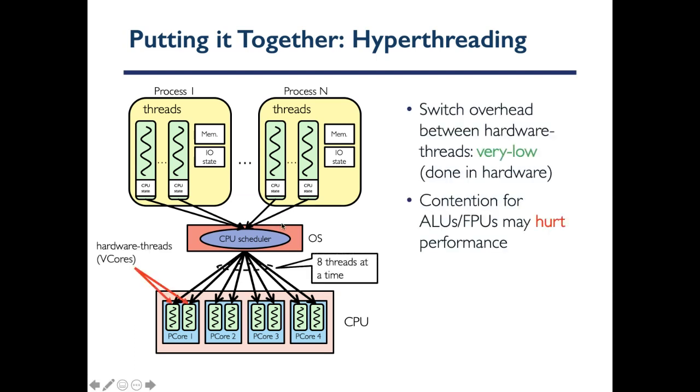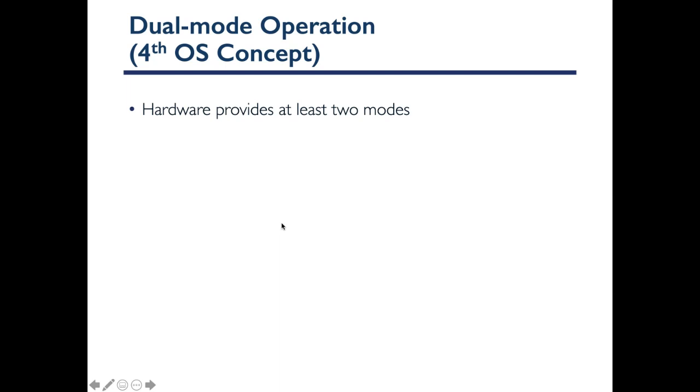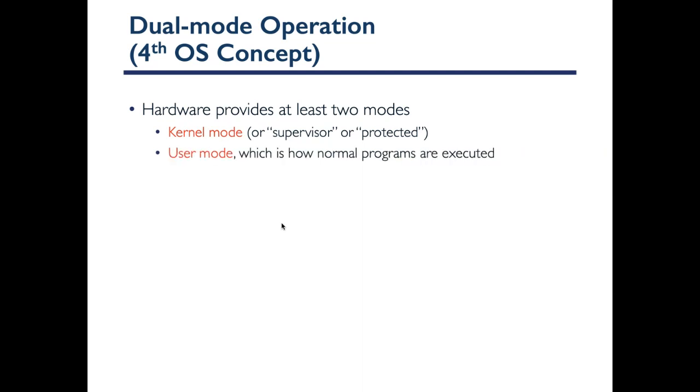Okay, so I'm going to jump on this. The fourth operating system concept is dual mode operation. What that means is that the hardware is going to provide at least 2 modes for execution. One is the kernel mode, or supervisor mode, or protected mode, under which we usually run our kernel code. And then you have the user mode. This is a less privileged, less restricted mode of execution. We usually run our user space threads under this mode. And again, this is provided by hardware.